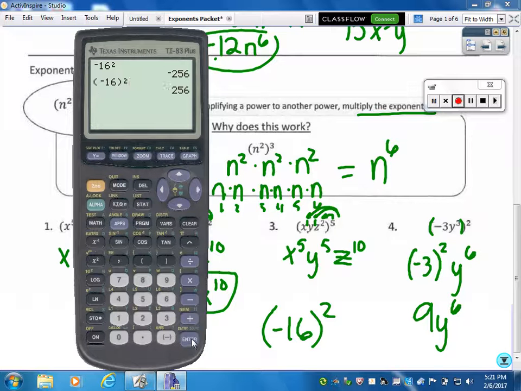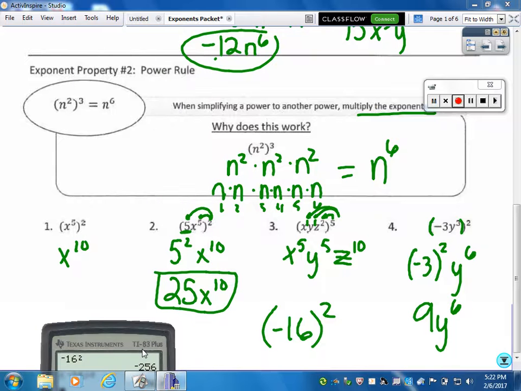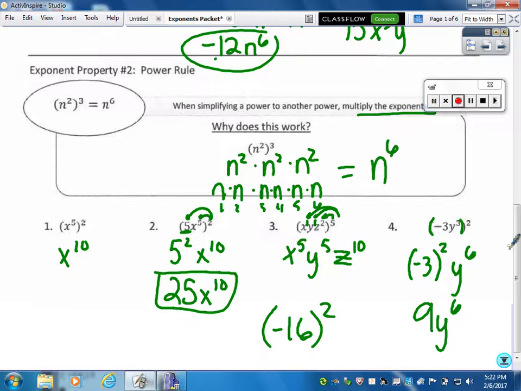Your calculator gets tricked. This first one right here is saying, oh, you want 16 times 16, then times a -1. This one says, oh, you want a -16 times -16. So if you're using your calculator, be careful. It can tell you the wrong answer very quickly. All right, those are the first two exponent properties that we're covering today.